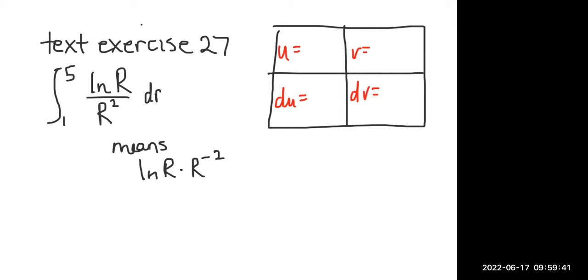And I was thinking, well, what would make it, again, which is going to be the u? I picked the ln r and I like the way it came out, so I think it's okay. And then the dv is the other piece.